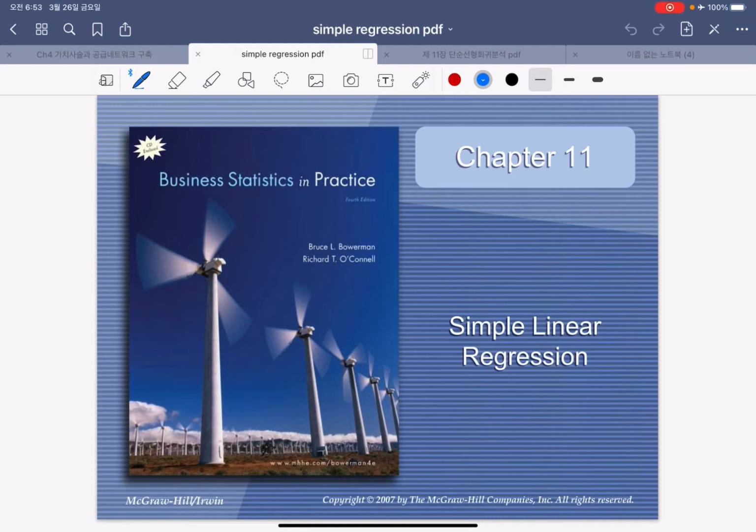What we are going to do today is to study a technique called regression, right? So today we are going to talk about simple regression in which we have only one independent variable. And then next time we are going to talk about multiple regression where we have more than one independent variable, right? Now, so what is the regression?